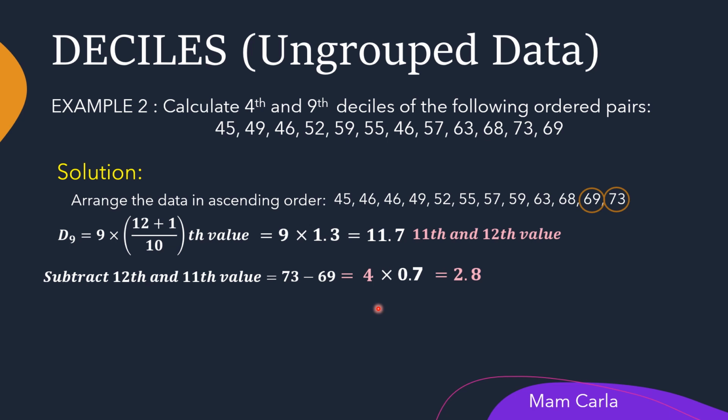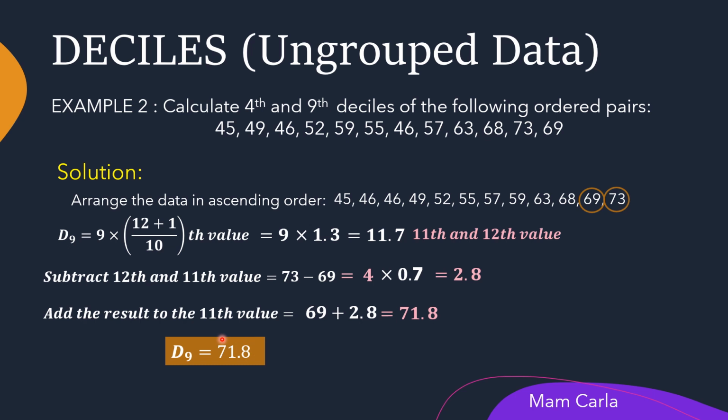And then the next step is we are going to add the result, the 2.8, to the 11th value, and that will give us 69 plus 2.8 equals 71.8. So it means that the ninth decile, or the d sub 9, is equal to 71.8.